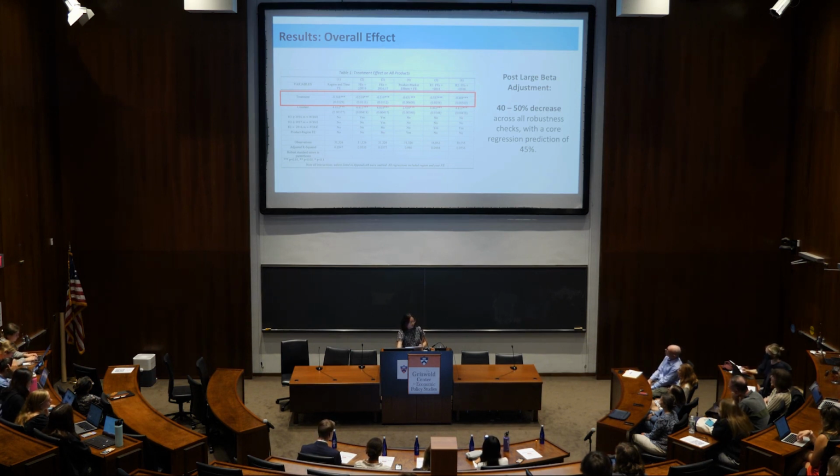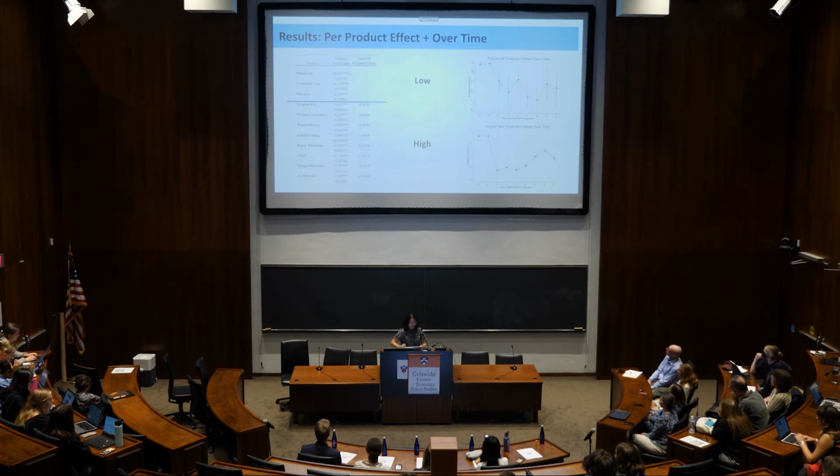And this is really promising, seeing that existing literature has had a 45 to 47% decrease in prices from the competitive bidding program. But this is where my paper adds to existing literature, and it's looking at the results per product and per product over time.